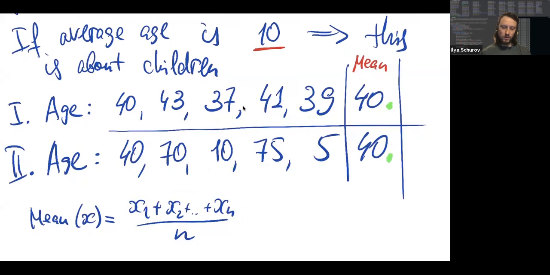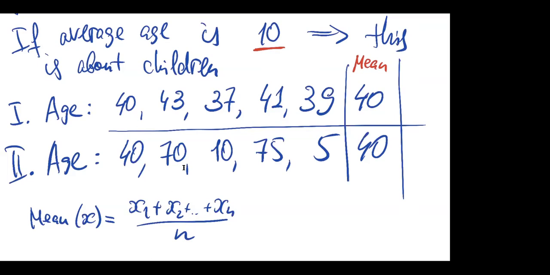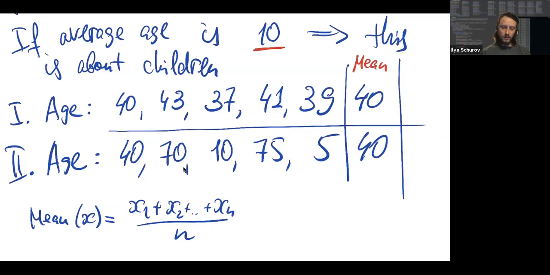And we see that mean values in both samples, in both studies, are the same. But can we say that on some qualitative level the set of expected informants in both studies are the same? Can we say that they coincide? How can we describe the studies in terms of age of their participants and the differences between these studies? Any ideas? In the first set, the ages of the participants are very close to each other. And in the second, the ages are very different. Yeah, different.